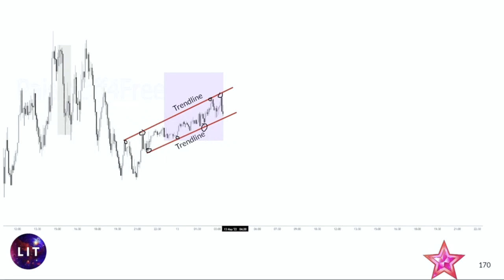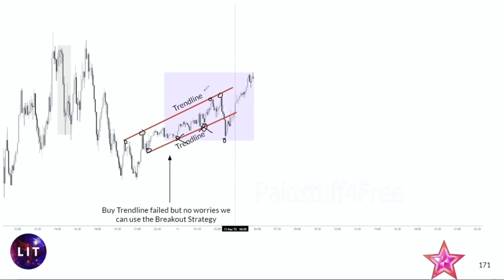So let's see what happens there. So what happens? The buy trend line failed, but no worries. We can use the breakout strategy. So of course you can see it failed. We had our inducement low, taking out this point here as well as this one. So essentially at this point, you also get your breakouts of the trend line. Sellers, you could say. So people likely will want to sell upon there.